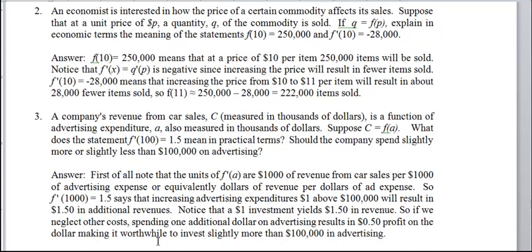First of all, note that the units of f prime of A are $1,000 of revenue from car sales per $1,000 of advertising expense, or equivalently dollars of revenue per dollar of ad expense. The thousands sort of cancel out. So when you say f prime of 100 is 1.5, that says that increasing advertising expenditures $1 above $100,000 will result in an additional $1.50 in revenues.